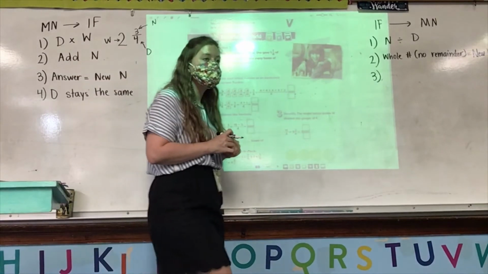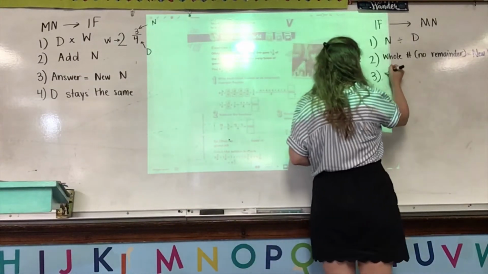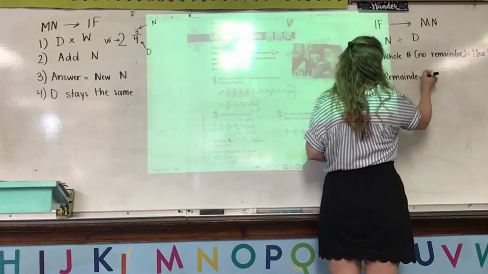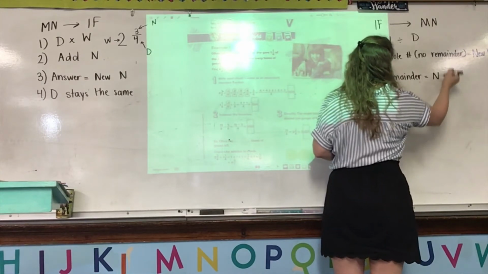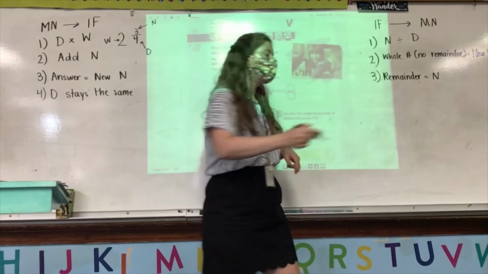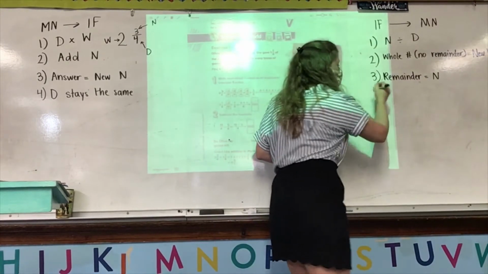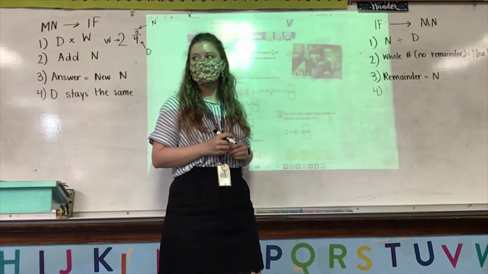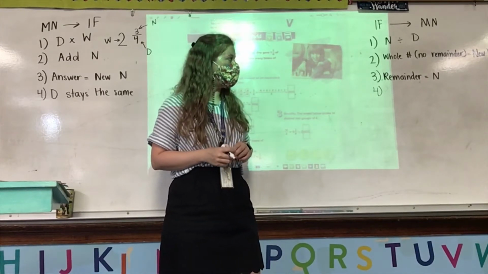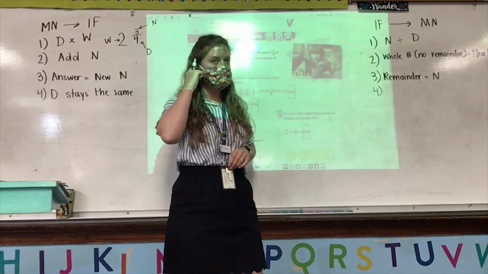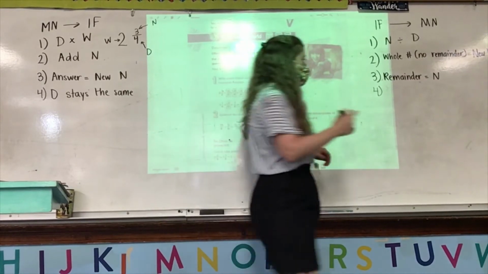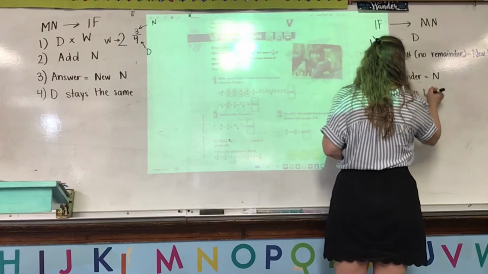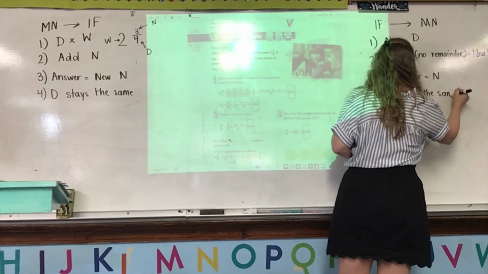Carla. The amount left over, the remainder, is the numerator. Remainder equals the numerator. Then what? What's the last bit that we need, Lena? The denominator stays the same.